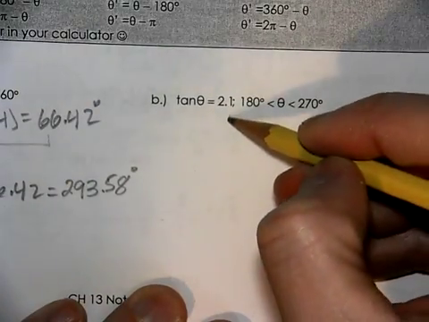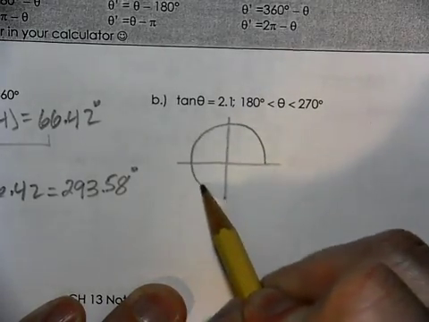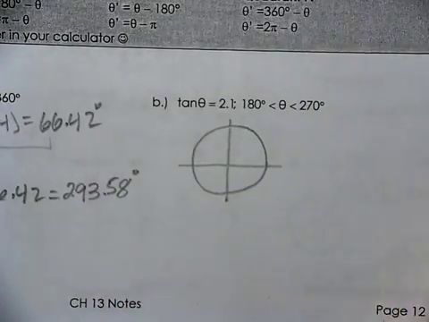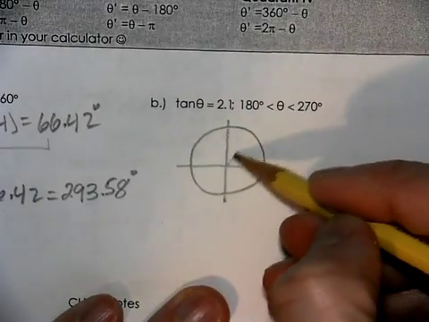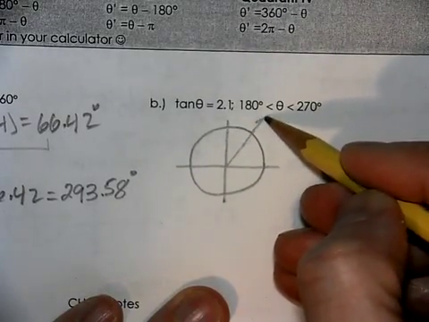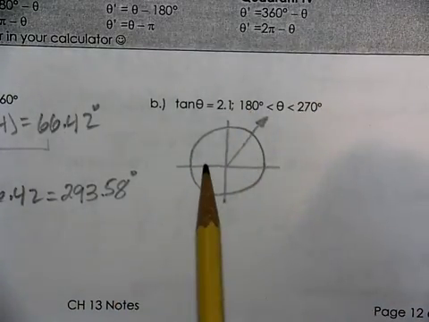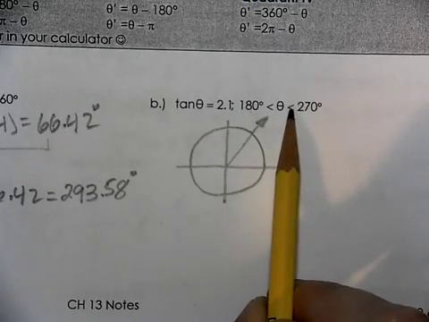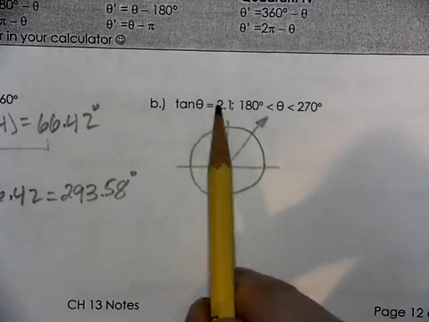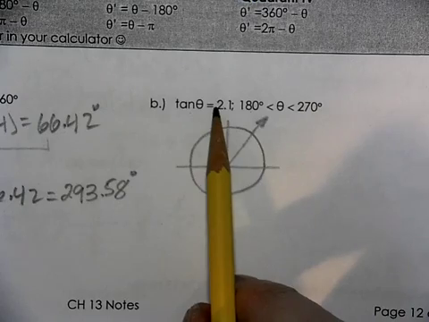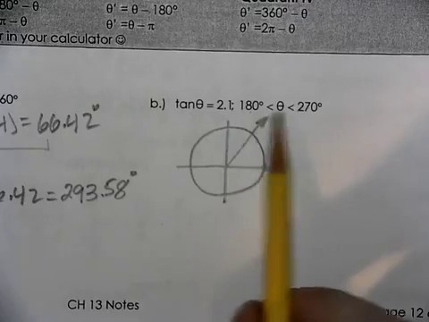Next we have tangent. Now we're looking for where tangent is 2.1. Well, we know that happens somewhere in the first quadrant. Well, they're asking us for an answer from 180 down to 270. They're asking us for the angle in the third quadrant. That's the other location where tangent is positive. They can't ask us for a positive tangent where tangent's negative. That doesn't make sense. They have to ask us for it where it's positive.